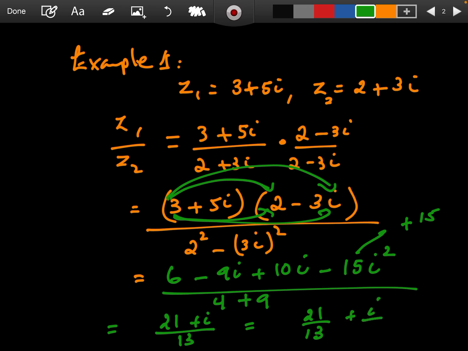That will be the solution to the division.